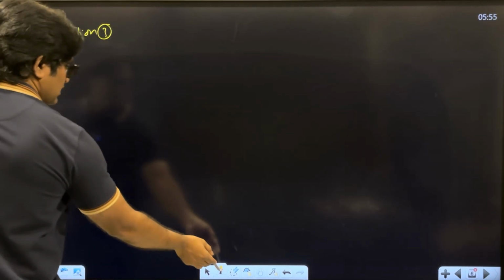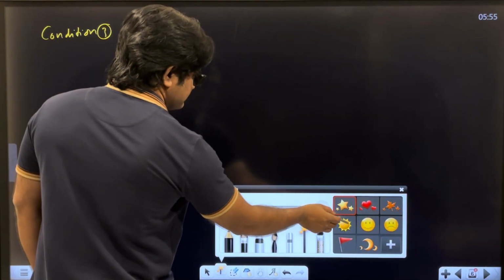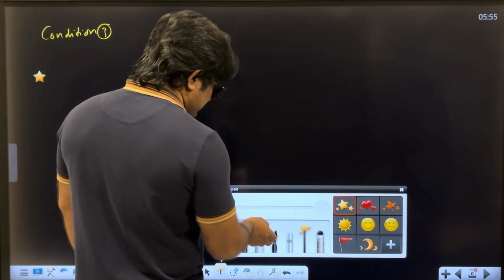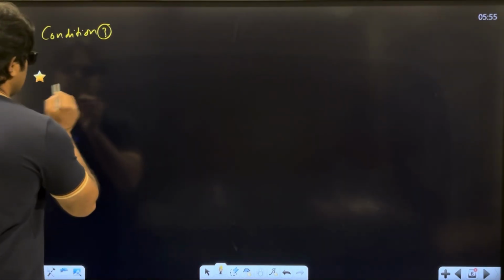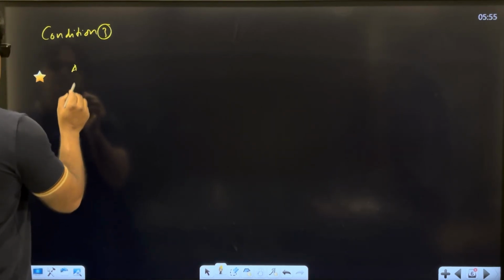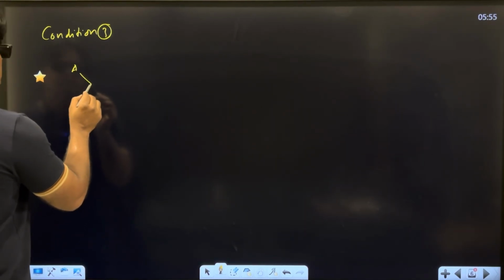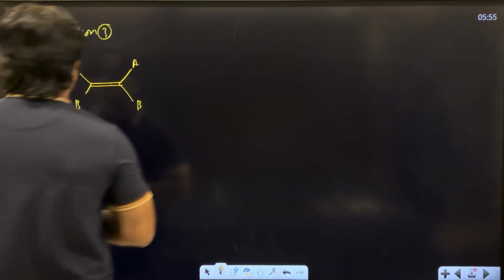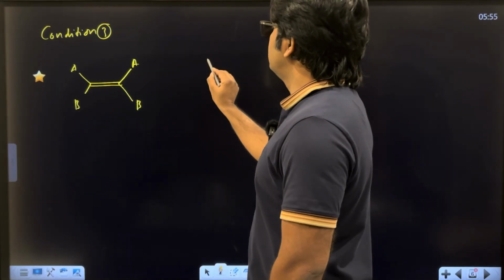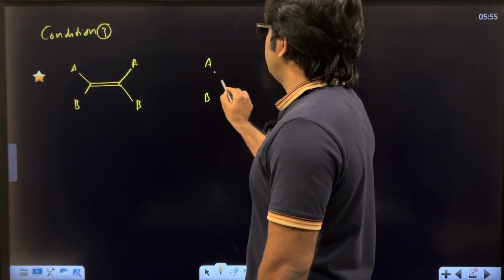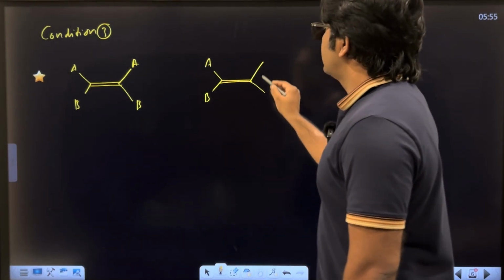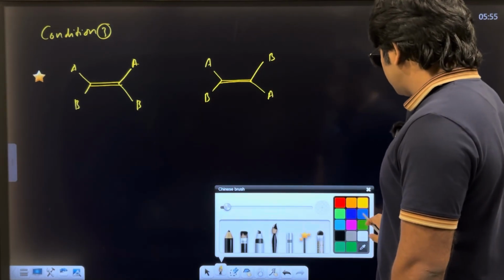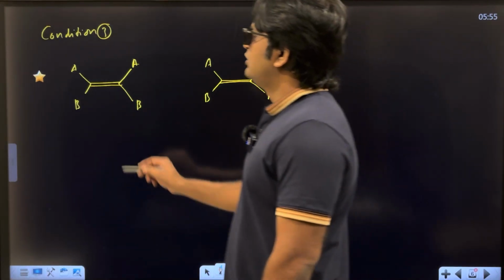Condition 3. Okay. Now in the third condition, in terms of distance between atoms and groups in space, I am going to take like this. For example, here A and B atoms are there, an alkene system, right side I am taking A and B. Next one, same molecule, I am writing A and B, double bond, right side here I am taking B, next one A. Just look at the spatial difference between two groups.